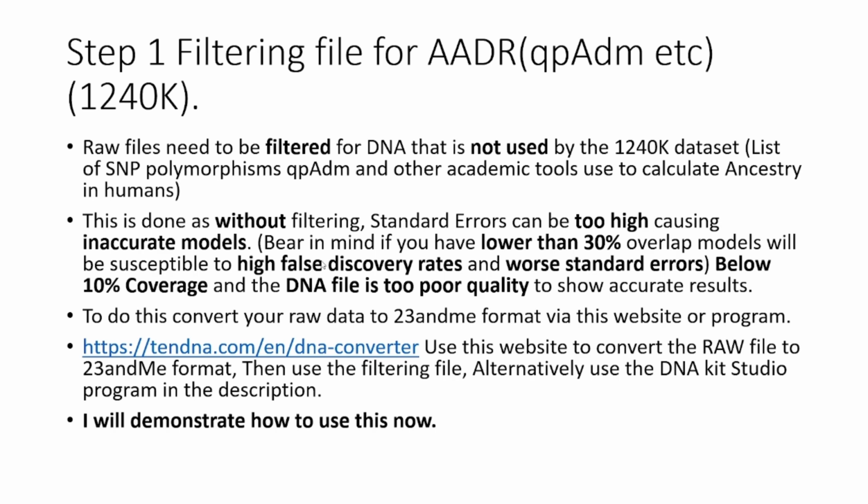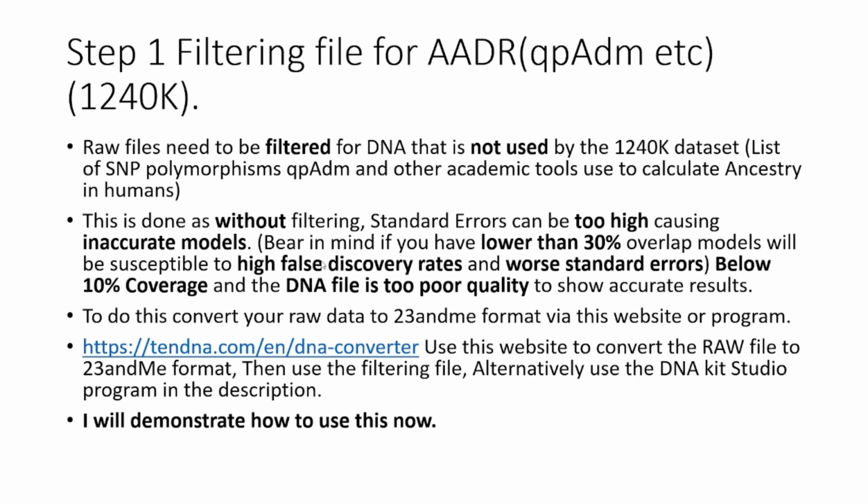To filter your raw file, convert your raw data to 23andMe format. 10dna.com is very easy to use. Just upload your kit, select what format you want, in this case, 23andMe format. You'll get a 23andMe format file that you can then filter using my program.